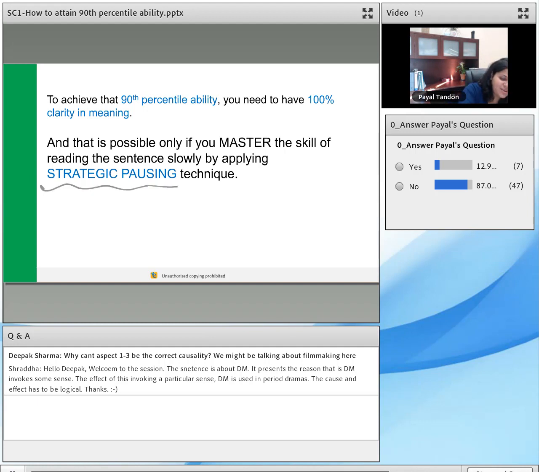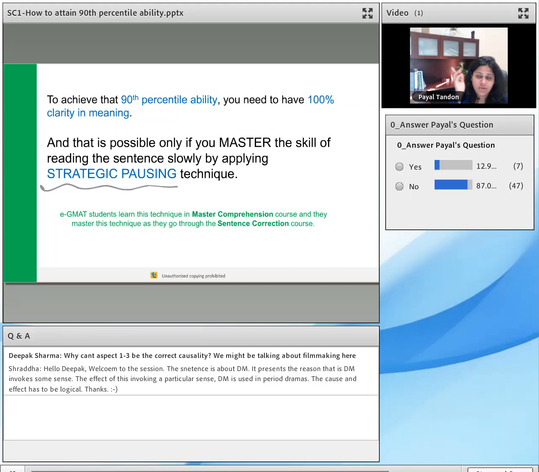And for that, you have to master the strategic pausing technique. And that's what I want to be talking about now. How can you master that? For this, you have to go through the Master Comprehension course. Every e-GMAT student who starts the course with stage one, depending upon the starting percentiles, starts off the course with the Master Comprehension course.